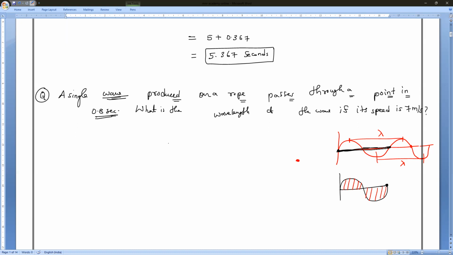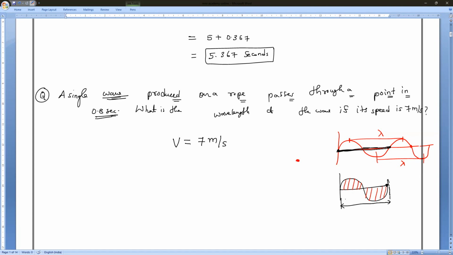Yes, sir. So what is the wavelength? Wave speed they have given. What is the wave speed formula? Wave speed is equal to 7 meters per second. And they have given one wave is taking how much time to completely pass through the particular point? 0.8 seconds. That is what we call the time taken to complete one wave.